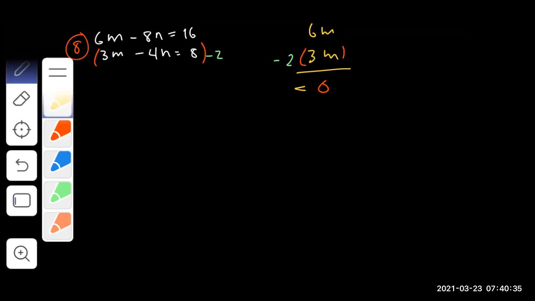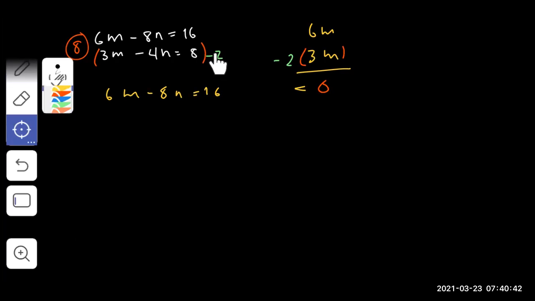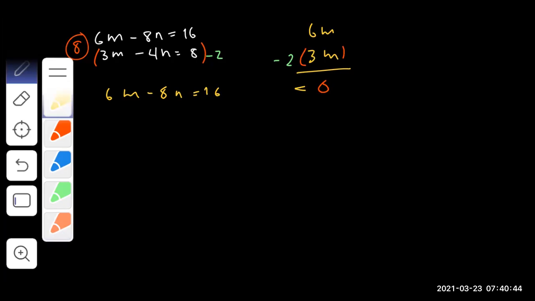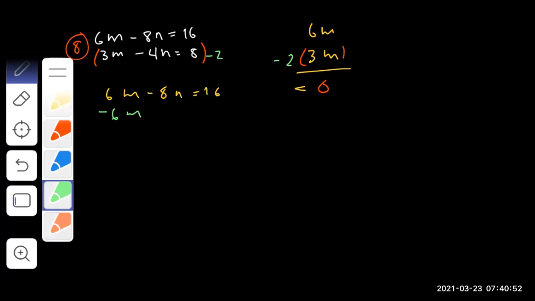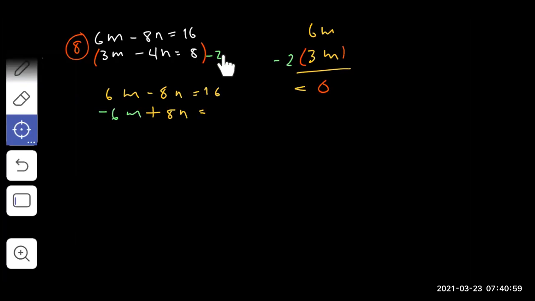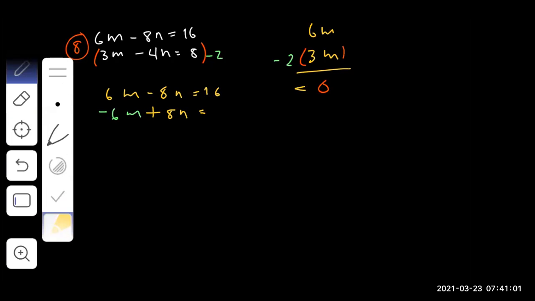Let me copy again the first one. 6m minus 8n equals 16. And negative 2 times 3m is negative 6m. Negative 2 times negative 4n, negative and negative is positive, 2 times 4, guys, 8, positive 8n. Excellent. And negative 2 times positive 8 is negative 16. Okay, let's add this one.